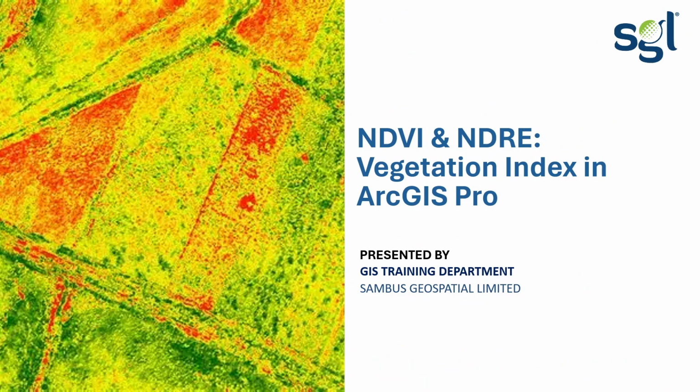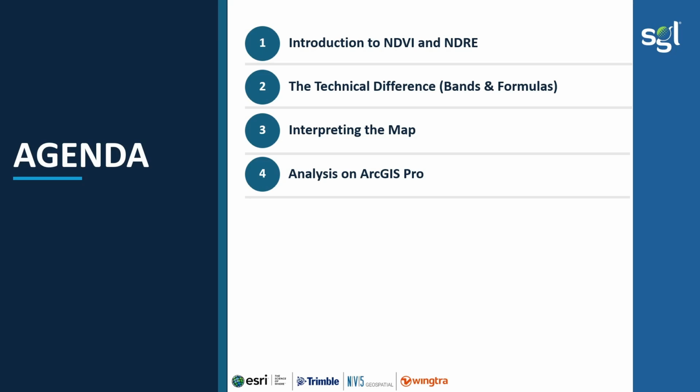And today we are going to be talking about NDVI and NDRE. These are two vegetation indexes and I'm going to be walking you through 4 things. We are going to be talking about the introduction to NDVI and NDRE. We're going to be talking about their technical differences, the bands, the formulas. Then we're also going to be looking at the way you can interpret the maps. What does an NDVI map say? What does the NDRE map say? So we're going to be looking at that.